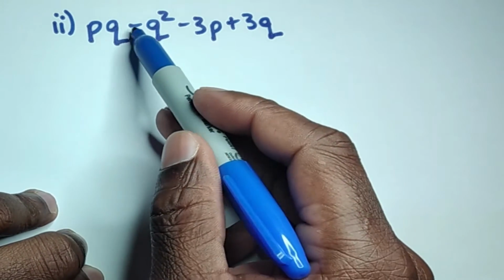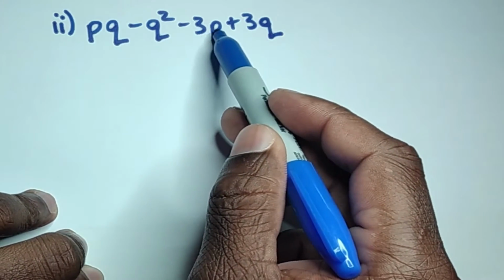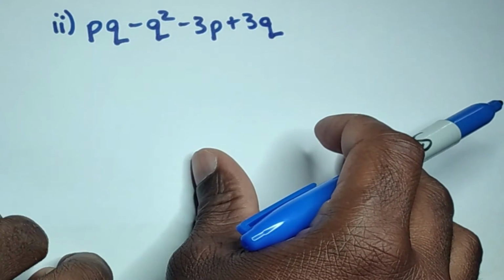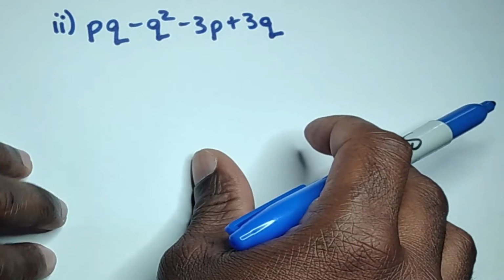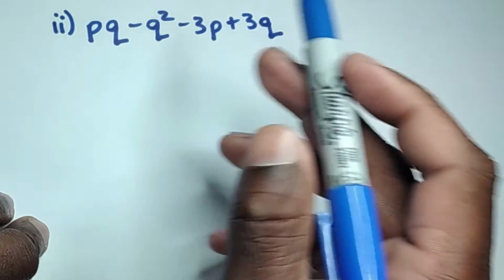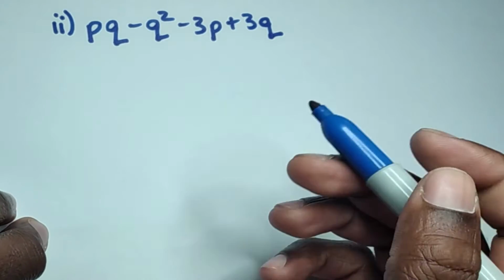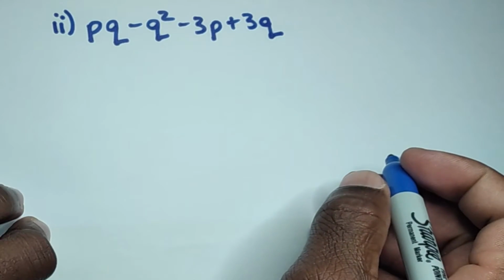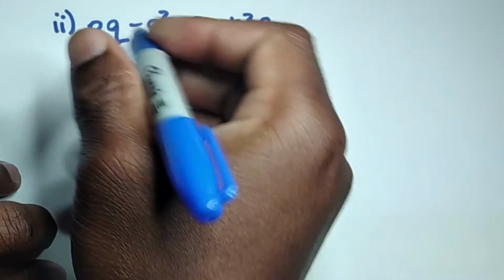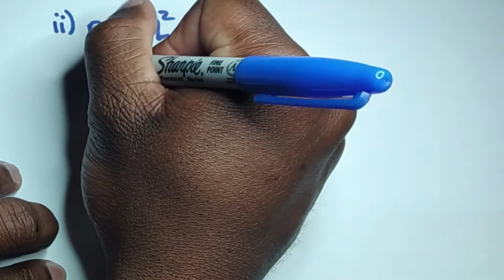So here we have pq minus q squared minus 3p plus 3q. And again, they want us to factorize completely this expression. Now we can do so, being that we have 4 terms, by using the method of factorization by grouping, or factorizing by grouping. So what we can do is group the first 2 terms.